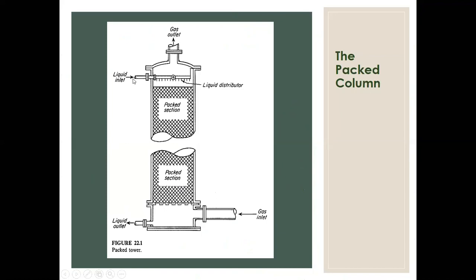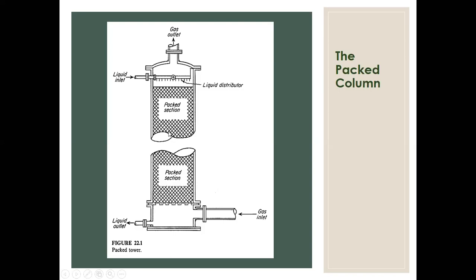The liquid, of course, is entering the topmost part of the column. The gas is entering the bottom part of the column. And in the case of the packed column, you have, of course, packing materials inside that would ensure that your liquid and your gas are intimately contacted. And actually, the interface is produced or formed in the packing material.